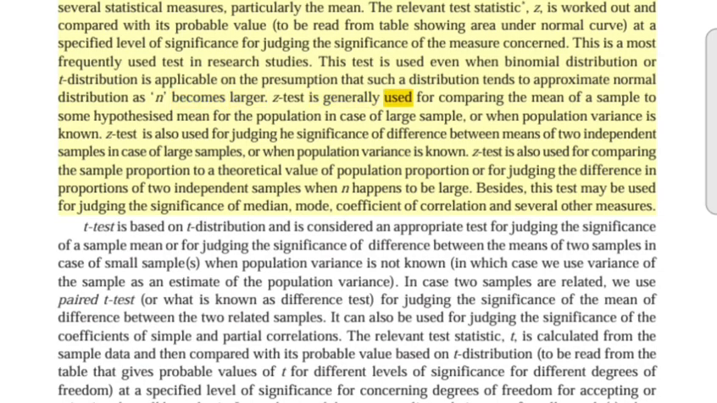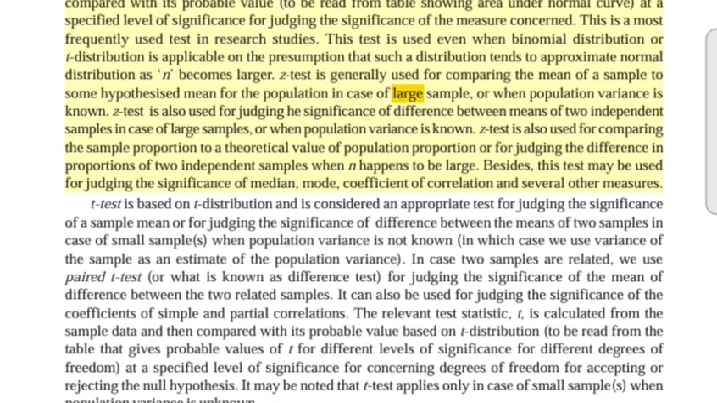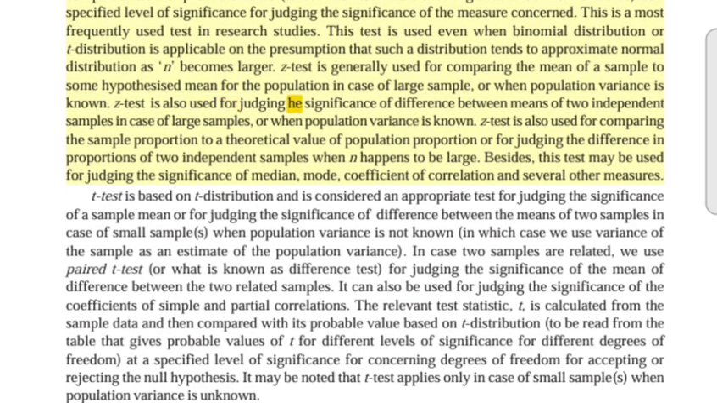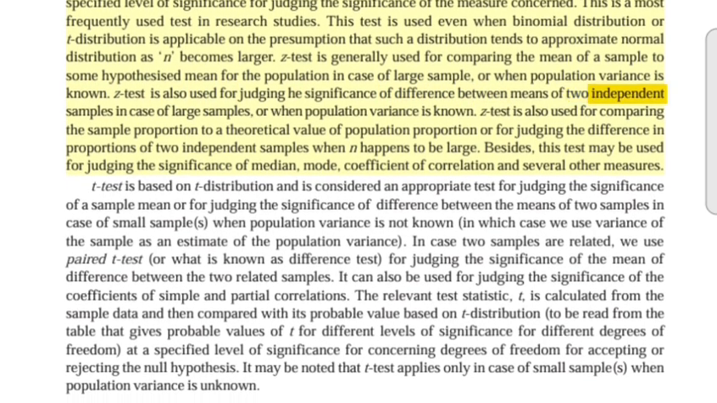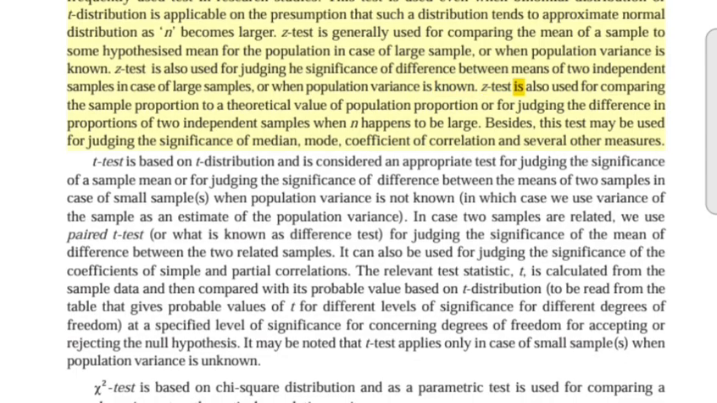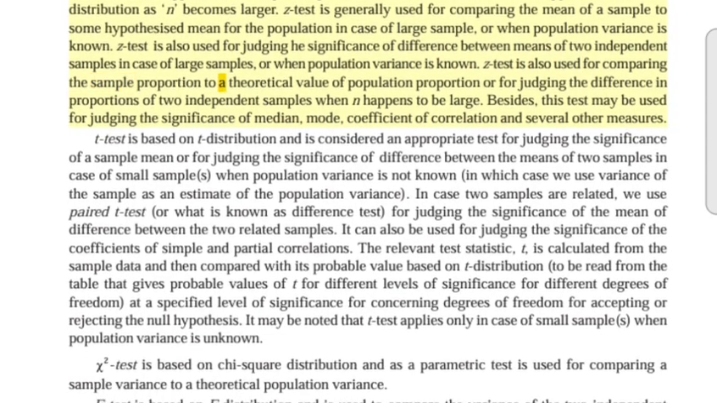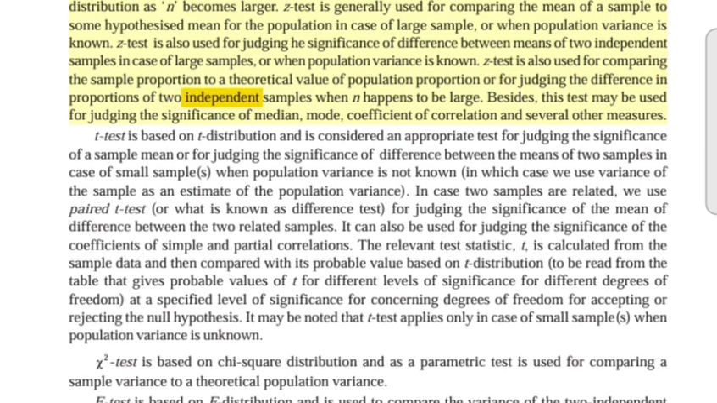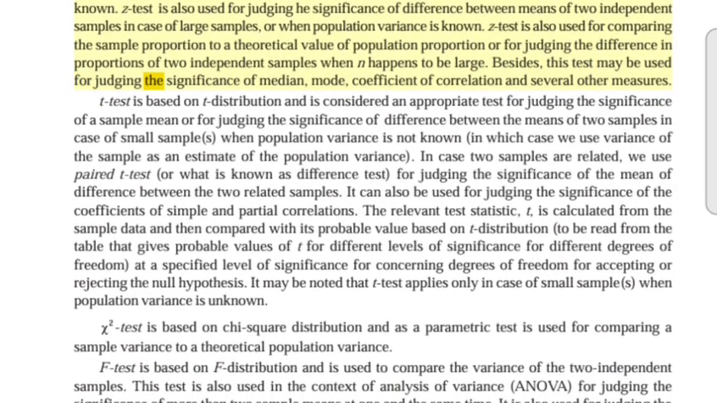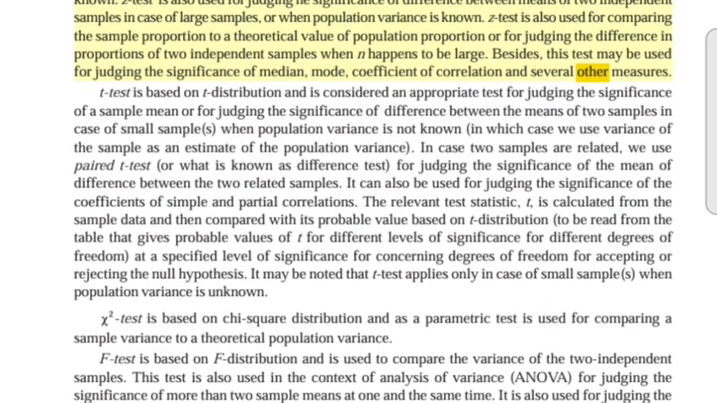Z-test is generally used for comparing the mean of a sample to some hypothesized mean for the population in case of a large sample, or when population variance is known. Z-test is also used for judging the significance of difference between means of two independent samples in case of large samples, or when population variance is known. Z-test is also used for comparing the sample proportion to a theoretical value of population proportion or for judging the difference in proportions of two independent samples when n happens to be large. Besides, this test may be used for judging the significance of median, mode, coefficient of correlation and several other measures.